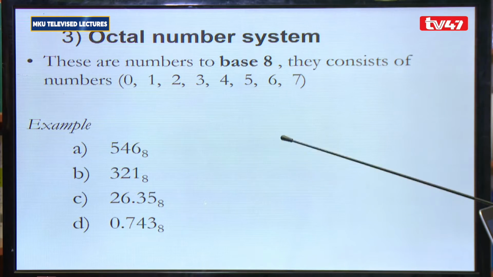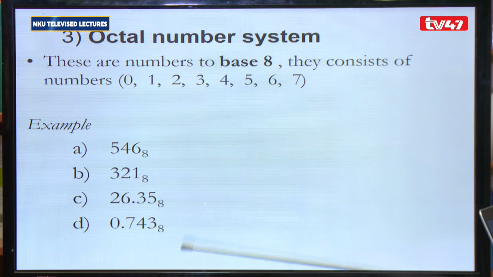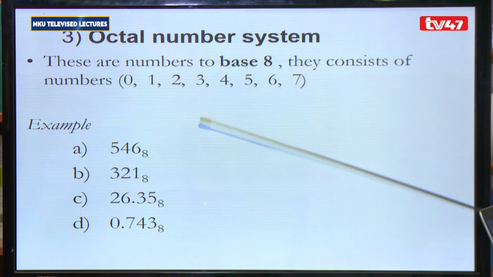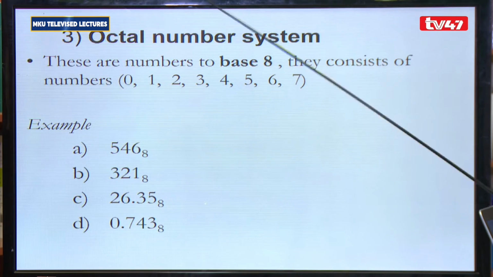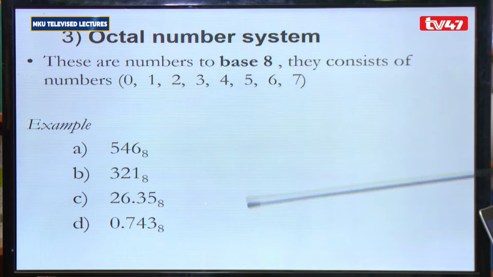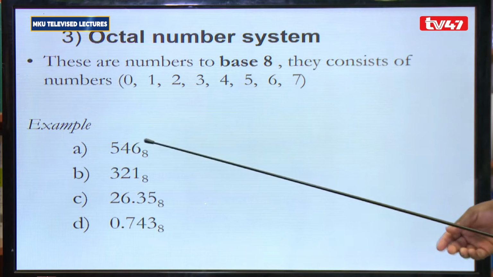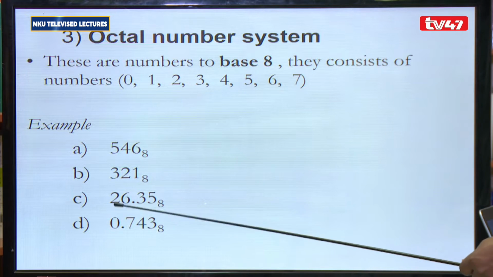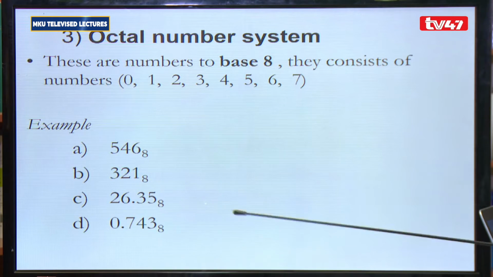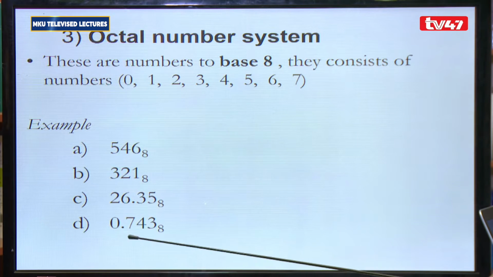So a number like 69 base 8 is not an octal number, because 9 is not among the octal numbers. It can again be a whole number, or a fractional number, a number with a decimal point, like 0.743 base 8, or it can be a whole number without a fractional part.